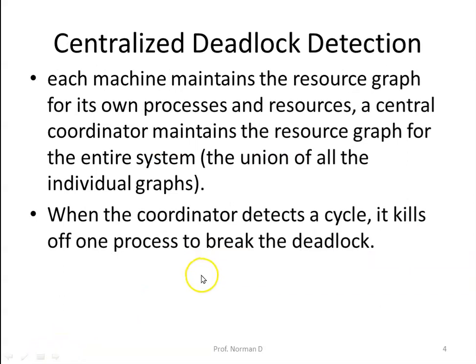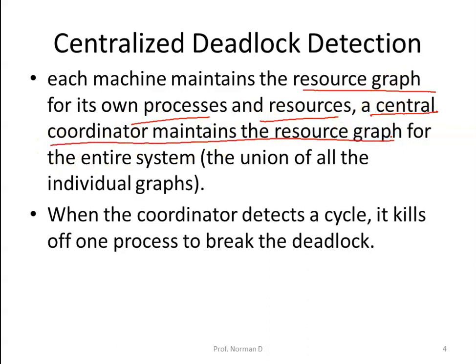Whereas in centralized deadlock detection, each machine maintains something called a resource graph. Now this resource graph consists of information about its own processes and resources. And there is something called a central coordinator which maintains the resource graph of the entire system, that is information about all the machines. So basically we can say it is a union of all the individual graphs of all the machines. Now when this coordinator detects a cycle, it will kill one of the processes so that it can break the deadlock.